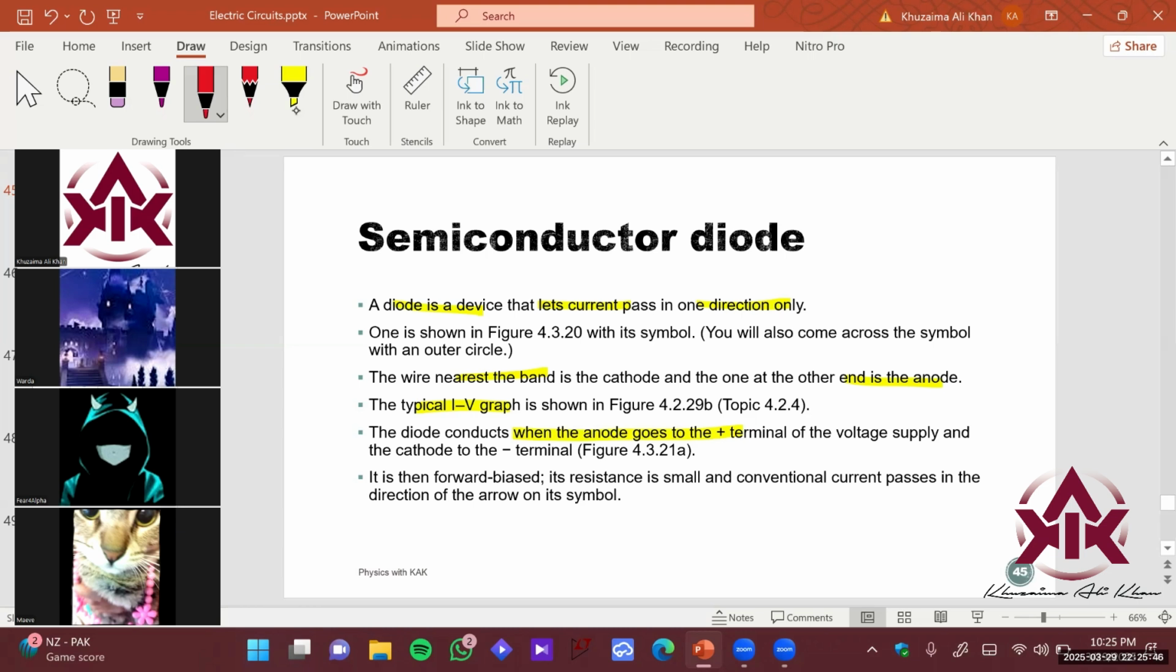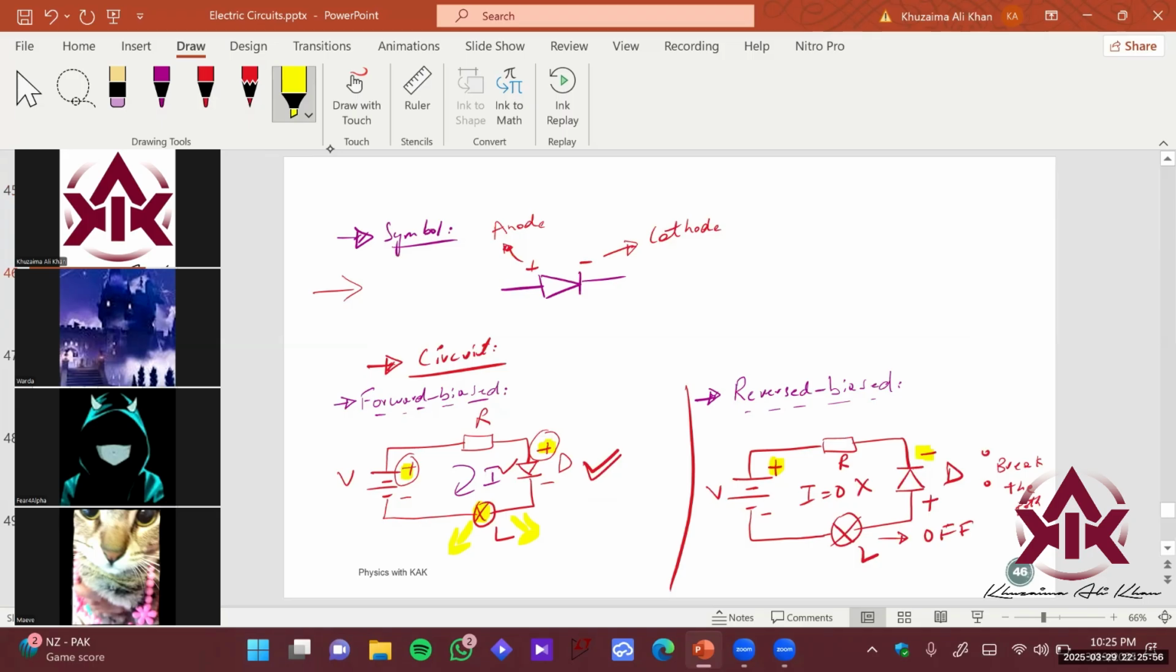It is then forward biased. The distance is very small. Okay. Conventional current passes in the direction of the arrow on its symbol over here, right? So it is just saying that when it is forward biased, the current flows from positive to negative, in this direction only. There will be no current passing in the direction from negative to positive, right? So that is the property of a diode here, right?